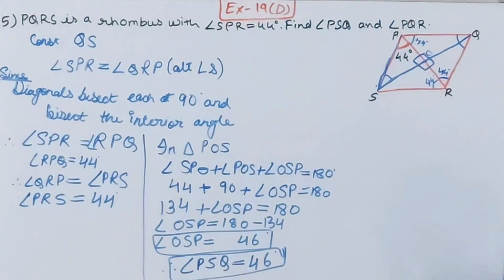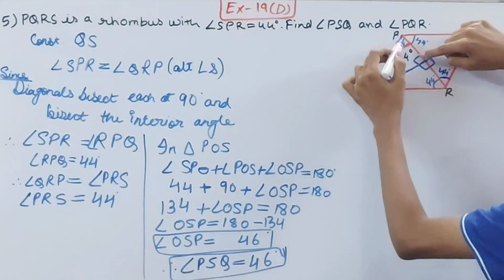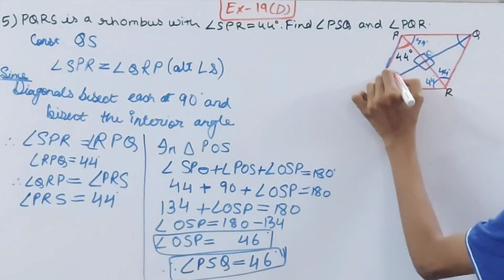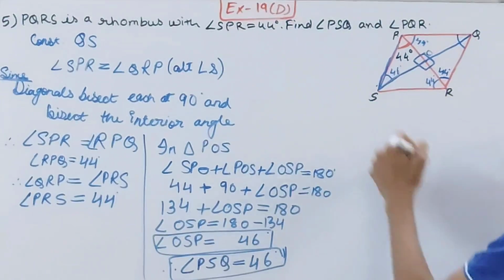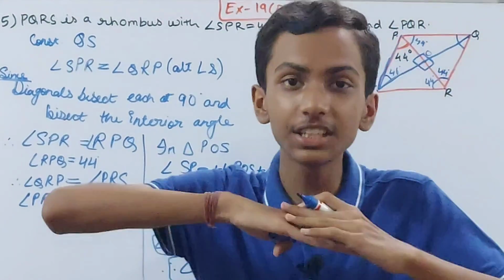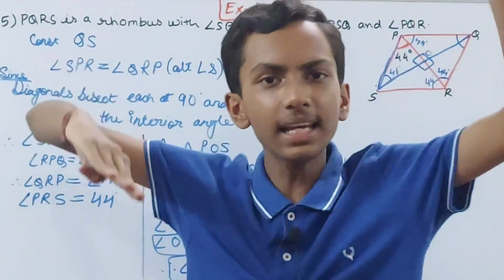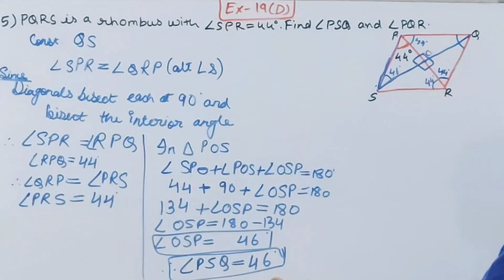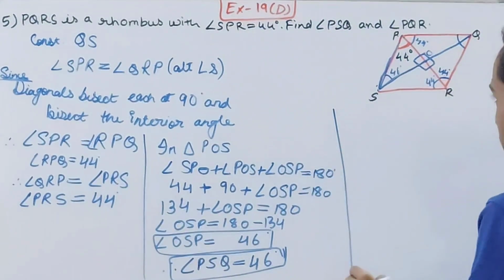Let's say it this way. PSO has come out to be 46 degrees. So PSQ will also be 46 degrees. We are just increasing the length of the arm. The angle is not shifting, so the value will not change. So angle PSQ is equal to 46 degrees.